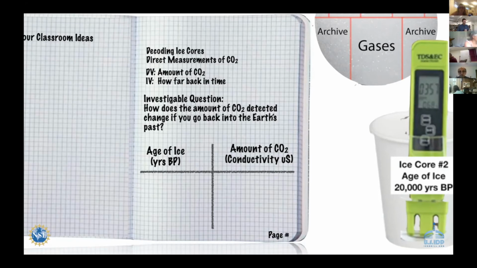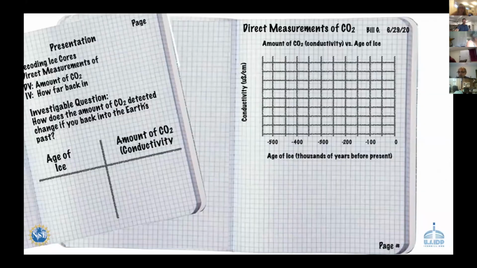So go ahead and take 5 minutes or so and get ice cores numbers 1, 2, 3, 4, 5, and 6. Get readings on each one of those. Then when you're done, you can make a little graph, and we can start to plot these data and see what the data look like.